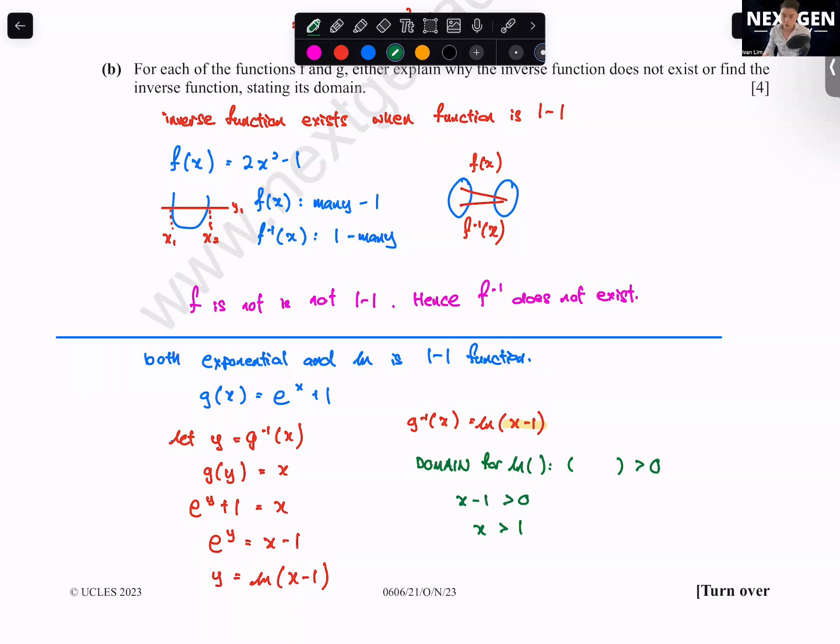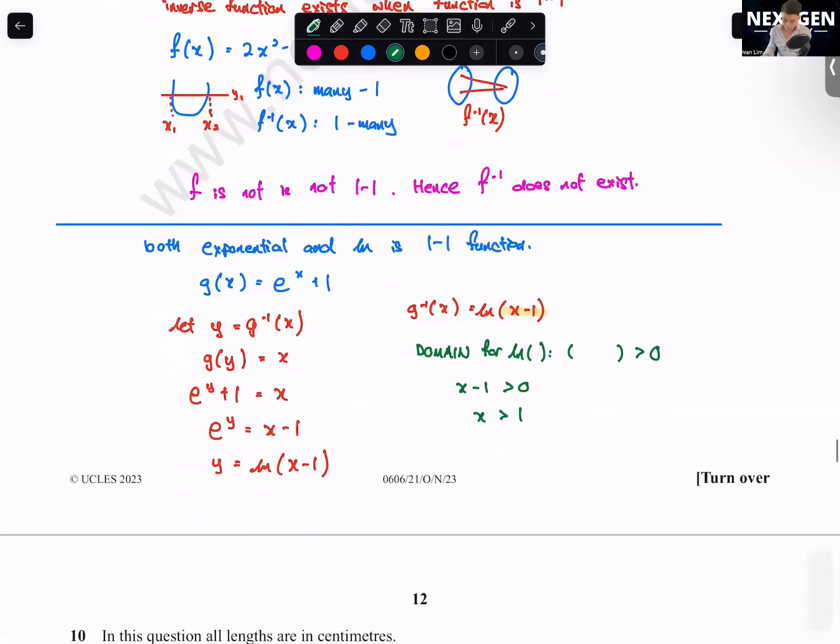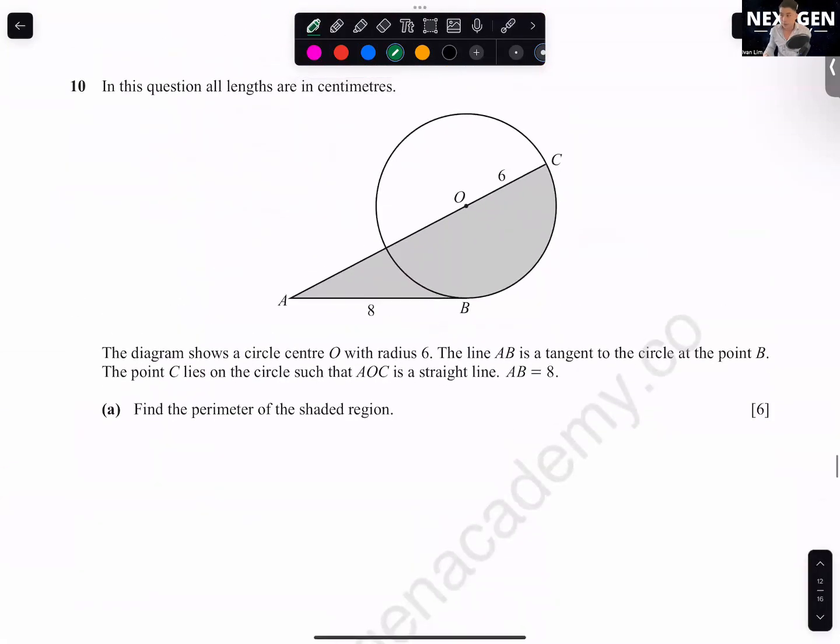Okay, let's go to question 10. This is a circular measure type of question. The diagram shows a circle with radius 6. AB is a tangent to the circle at point B. Point C lies on the circle such that AB is equal to 8. Find the perimeter of the shaded region. Okay, what do we need to do here?